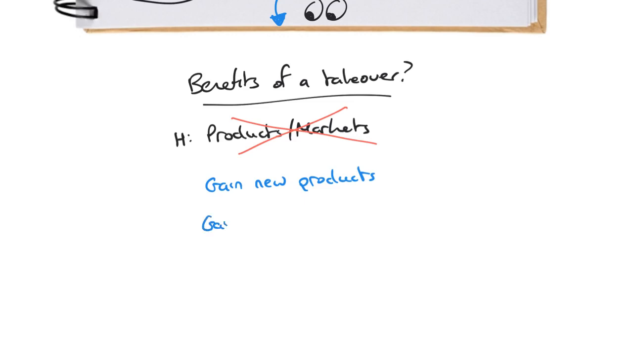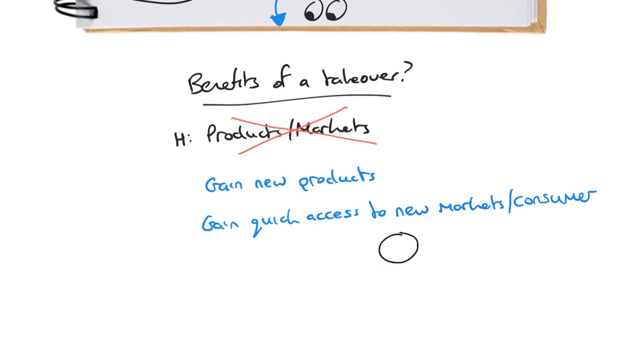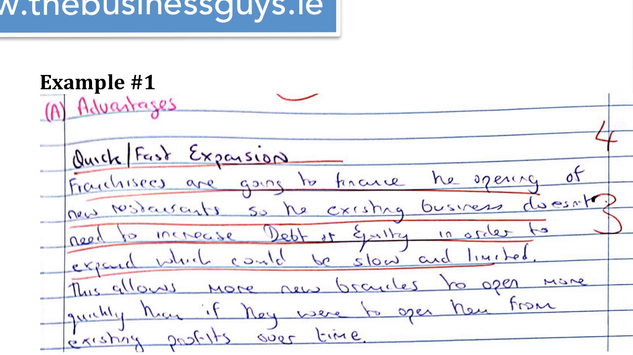I've gone here with gain new products, or add products quickly to your product range. Something like that would work really well and will get you half the marks straight away. And gain quick access to new markets. As opposed to writing your heading as products/markets, we're making it a statement rather than one word. That means you'll largely pick up half your marks before you've even started to develop something, so you'll pick up your marks much quicker in an answer. Let's have a look at my 2018 answer.